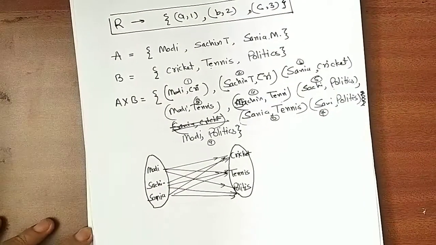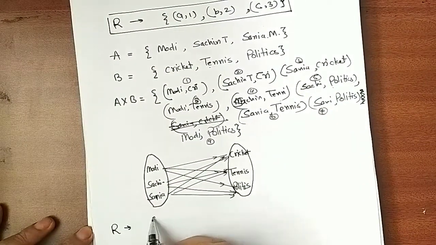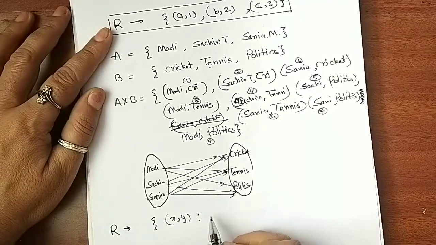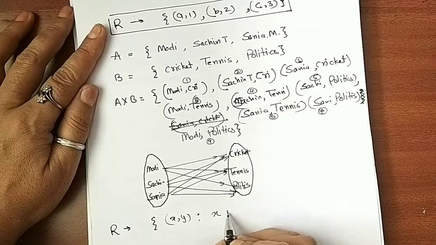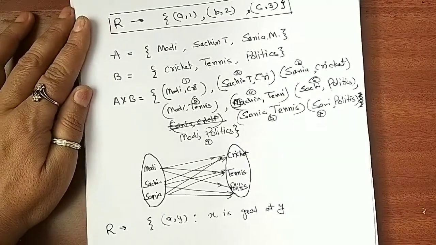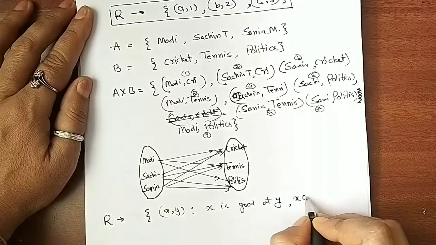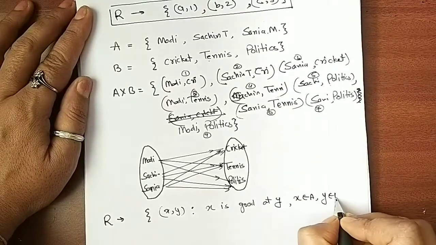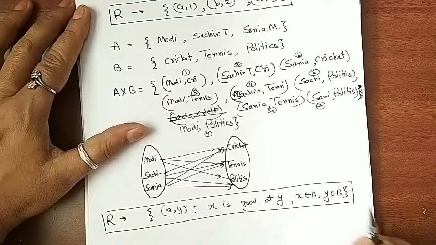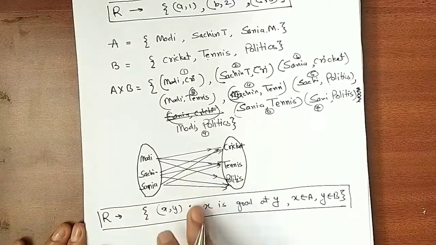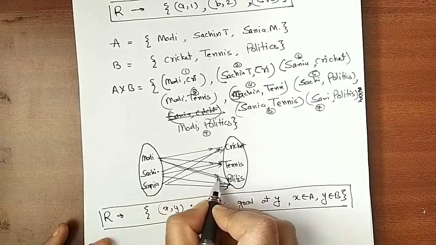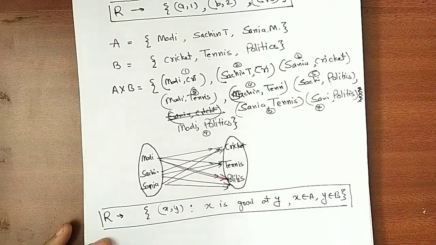But if you make a relation saying that x comma y such that x is good at y, where x is taken from A and y is taken from B, so this is a relation that I have defined. Now I can't take all possible pairs. What I will pick up, only Modi with tennis will satisfy this.